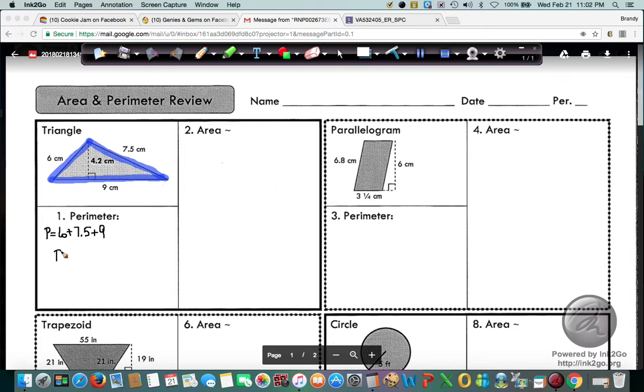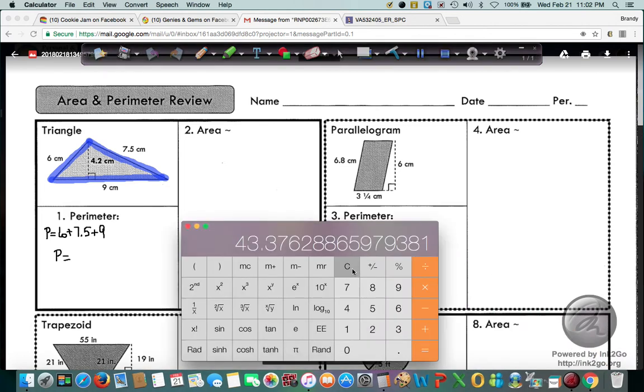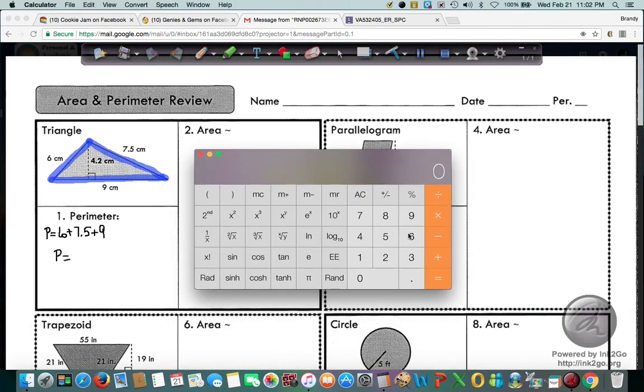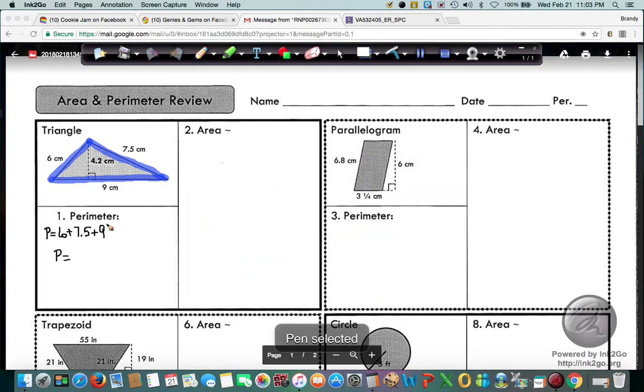And we add those all together. Grab my handy dandy calculator. Alright, clear that out. And 6 plus 7.5 plus 9. 22.5. Alright, so we're going to come back over here and write 22.5, and we're talking centimeters. So 22.5 centimeters. And that's all it is for perimeter. You literally just add up all the sides.